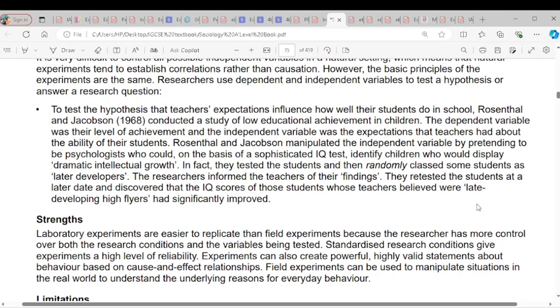So, in fact, they tested the students and then randomly classed some students as later developers. The researchers informed the teachers of their findings. They retested the students at a later date and discovered that the IQ scores of those whom teachers believed were late developing high flyers had significantly improved. So here, the result is gotten, but it's been manipulated.